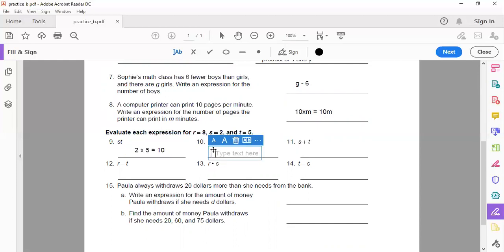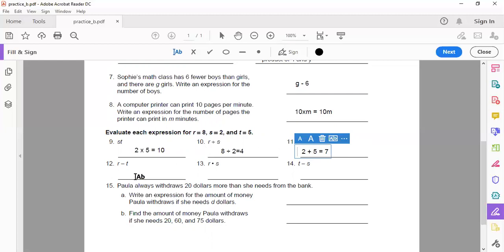Okay, moving to the next one, r divided by s. So r is 8, so start by writing 8. Put the operation sign, that's divide, by s. S is 2, so that will give you 4. So r divided by s, 8 divided by 2 is going to give you 4. Now s plus t, the value of s is 2. Put the plus sign. What's the value of t? It is 5, so equals 7.